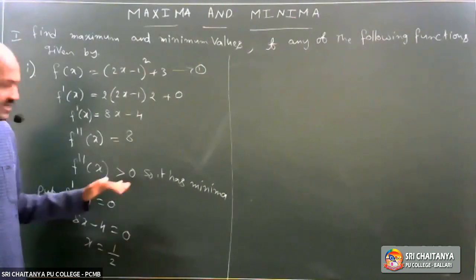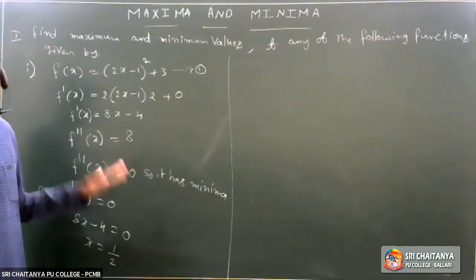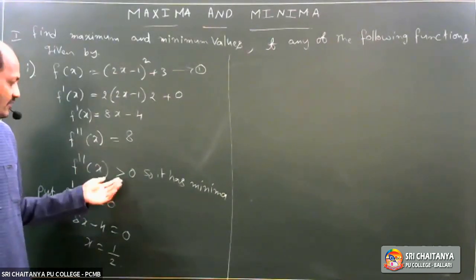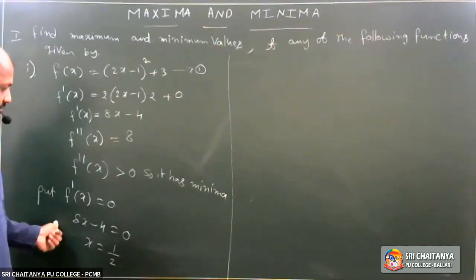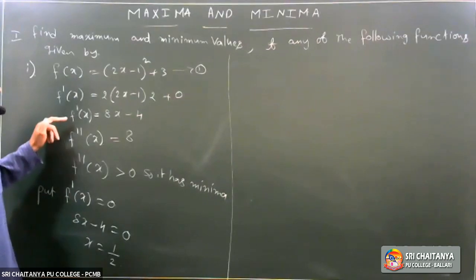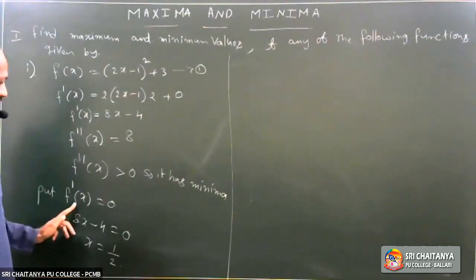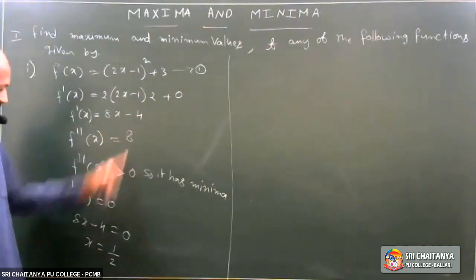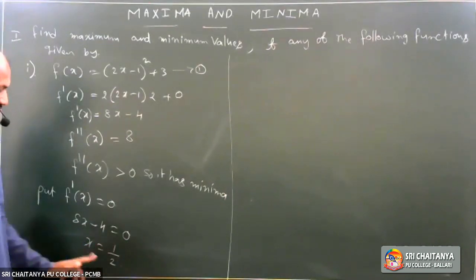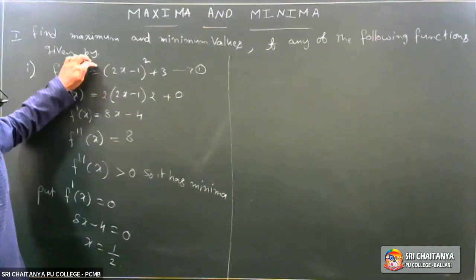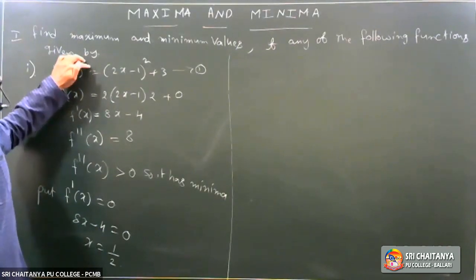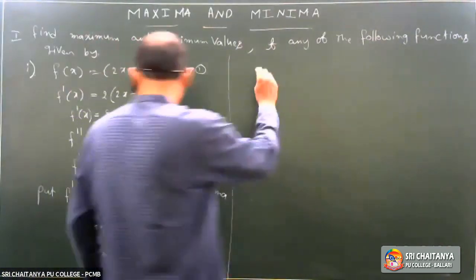So here the second derivative is the only deciding point. Second derivative positive, minima. Then how to find the minimum value? For maxima or minima, the first derivative is equal to 0. The first derivative means 8x minus 4 equal to 0, x value is 1 by 2. This x equal to 1 by 2, substitute in the given function. We get the minimum value.